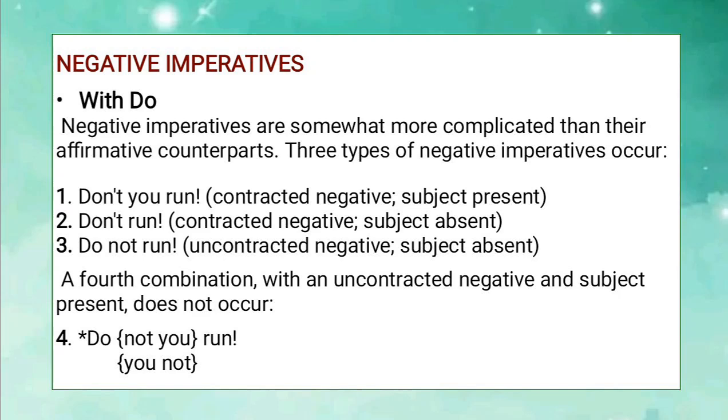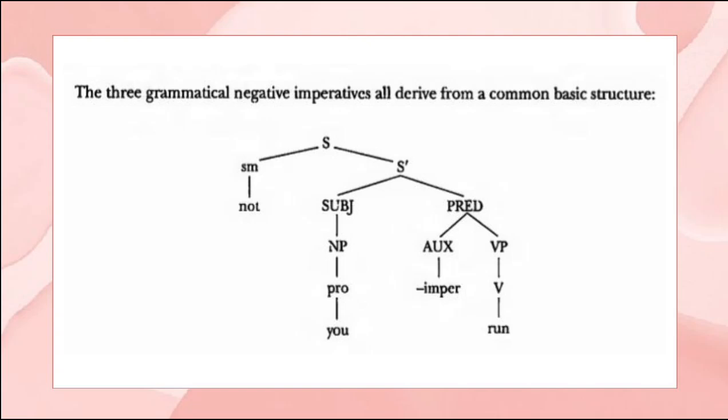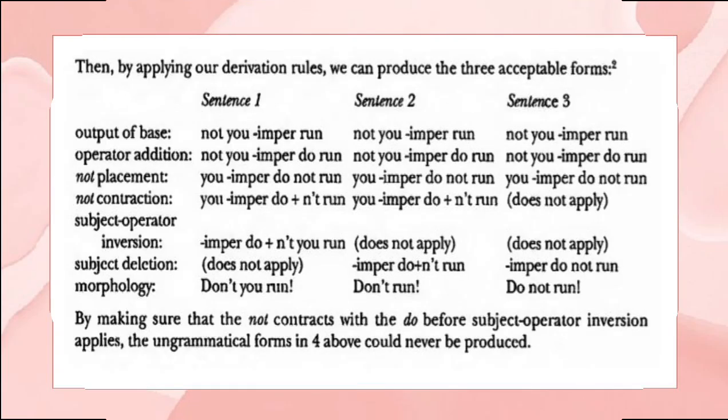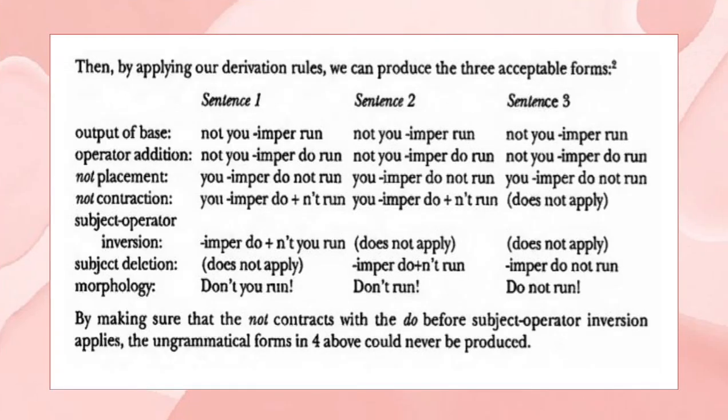A fourth combination with an uncontracted negative and subject present does not occur, like do not you run and do you not run, because it is considered ungrammatical. The three grammatical negative imperatives are derived from a common basic structure. Sentence consists of sentence modifier not. Other sentence consists of the subject and predicate. In the subject, the noun phrase, the pronoun you, and in predicate, we have the auxiliary imperative and verb run. Then, by applying our derivation rules, we can produce the three acceptable forms.